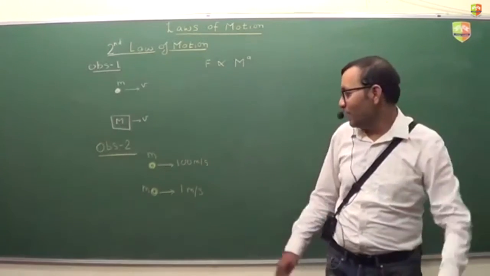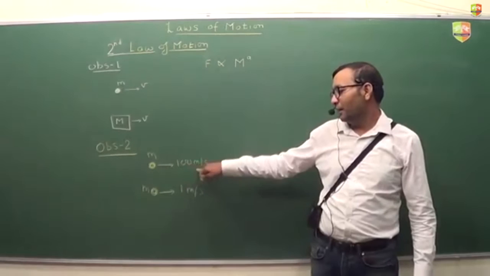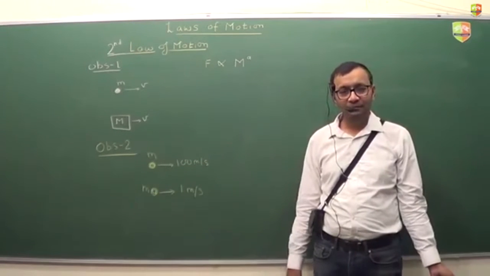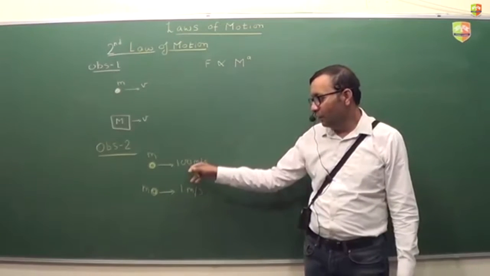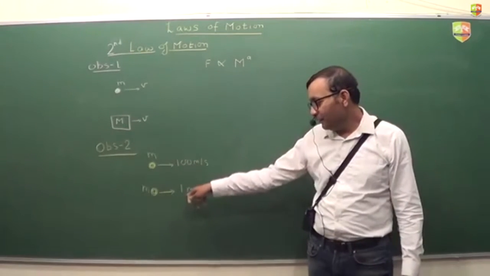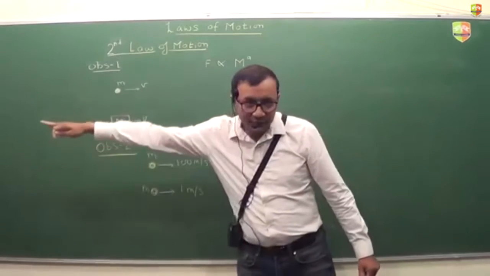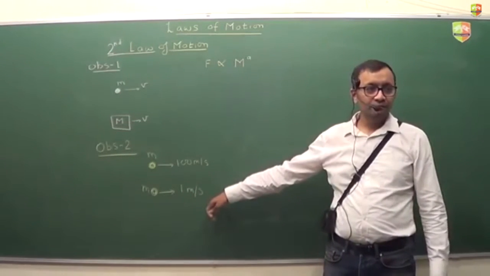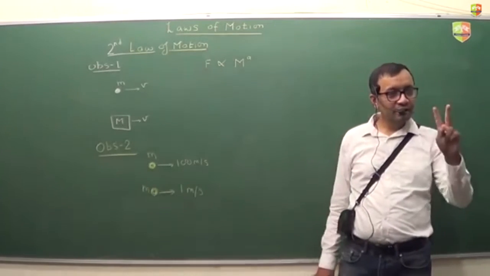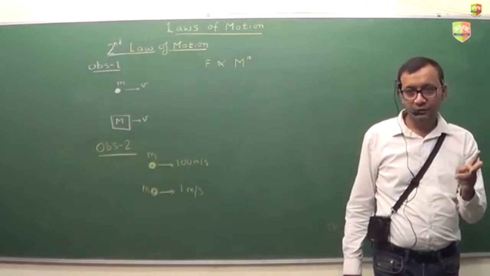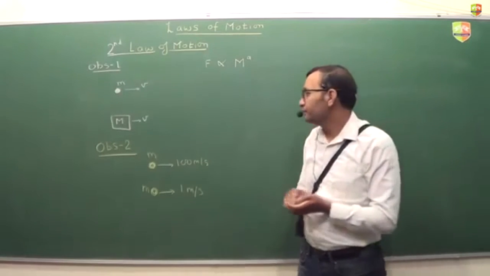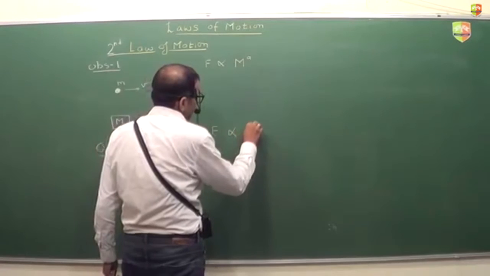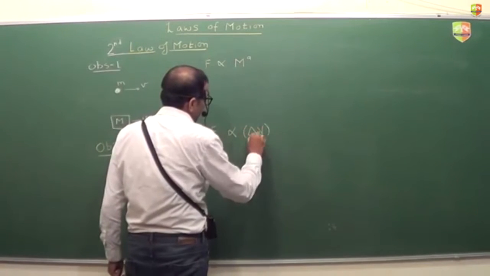Change in velocity. Suppose I change from 100 meter per second to just 99. Then it is the same. But I am changing the velocity more if I change from 1 meter per second this side to 100 meter per second backwards. So the change is 101. Getting it? So the force is proportional to change in velocity. Yes or no? Okay? So force is proportional to change in velocity to the power b, you can say.